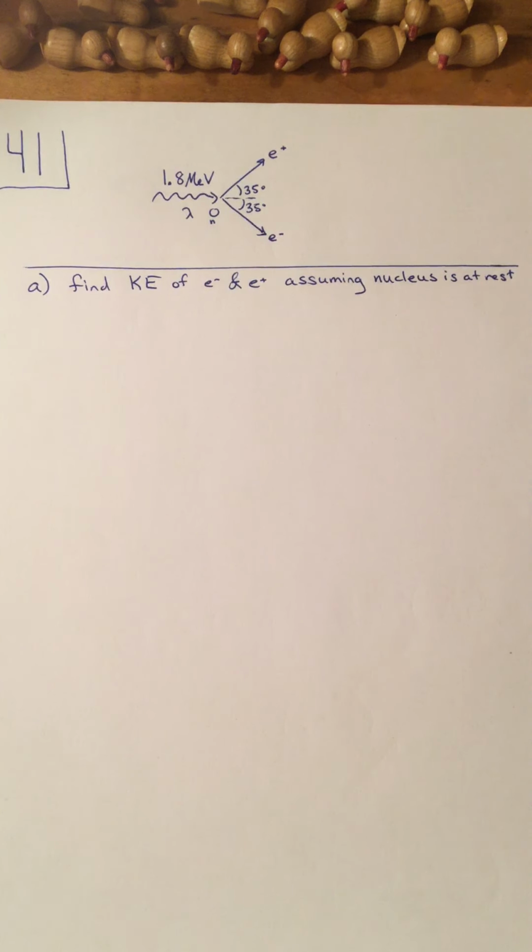This is problem 41 from the photon. In problem 41, a 1.8 mega electron volt photon interacts with a hydrogen nucleus and creates an electron-positron pair. The electron and positron travel at 35 degrees from the initial direction of travel of the photon. Find the kinetic energy of the electron and positron, assuming the nucleus is at rest after the interaction.